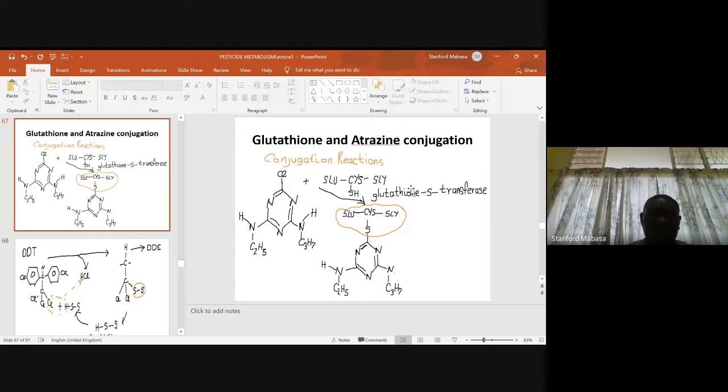Glutathione can even combine with atrazine via the chlorine atom and detoxify this atrazine. And of course, you have this complicated structure where you have glutathione attached to atrazine. And the glutathione S-transferase can facilitate this reaction. Remember, this is part of detoxification processes taking place in a living system.